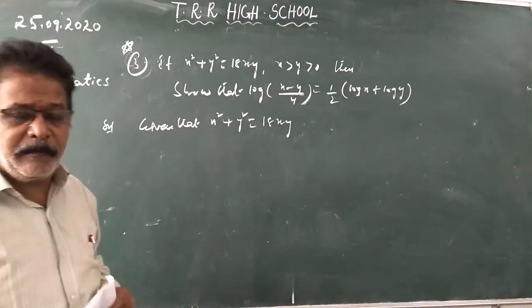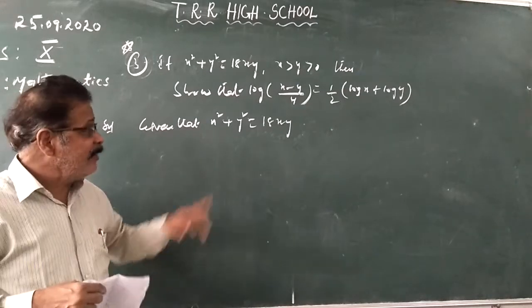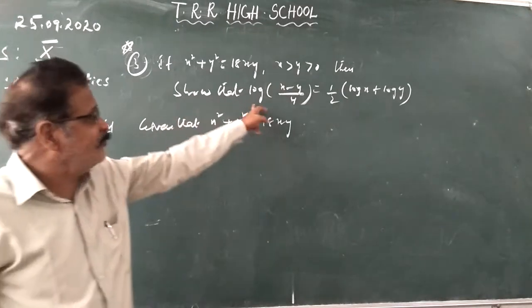But what do we have to add here? Plus 2xy or minus 2xy. How do you know whether we should add plus 2xy or minus 2xy? For that, we should see the left side. What is on the left side here?